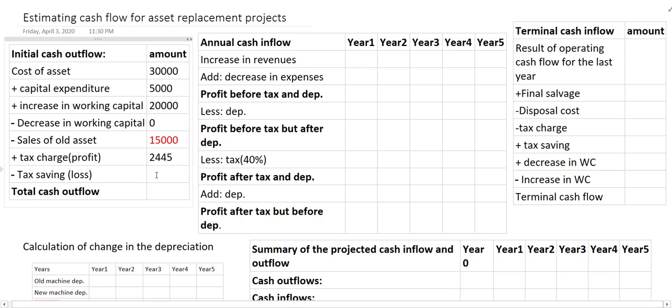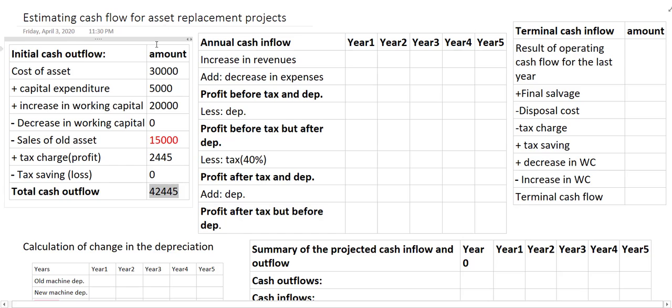Of course, in this case, there is no tax saving. Why? Because we made profit, so that's why we have to pay tax for the government. So now let us calculate the amount of total initial cash outflow. 30 plus this one, 35 becomes 55. From 55, you minus this one become 40. 40 plus this one become 42,000. 42,445. So this is the amount of initial cash.